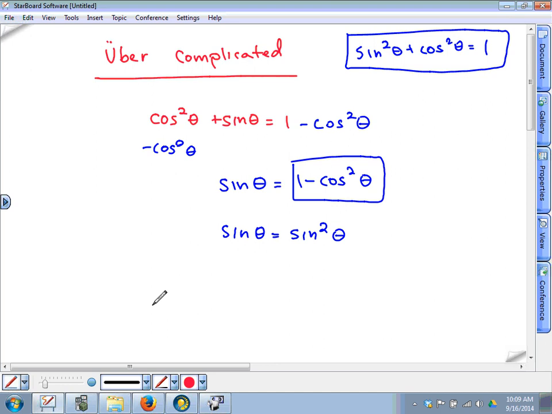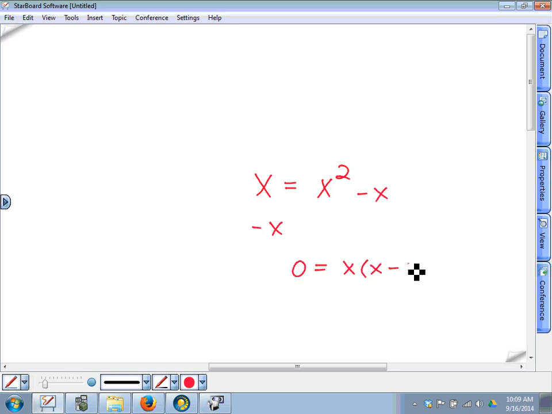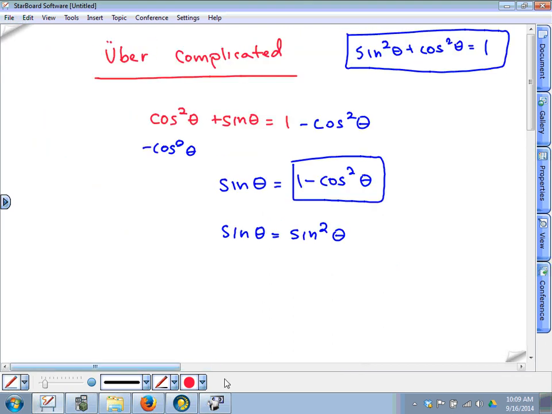Wait. Let me show you something that you could all solve almost immediately. What if this were an equation to solve? How would you solve this equation? You subtract x, and then you would factor out the x, wouldn't you? Yes. Is there any difference then in this? No difference. So we're going to subtract the sine of theta. So we have 0 equals sine squared theta minus sine theta.